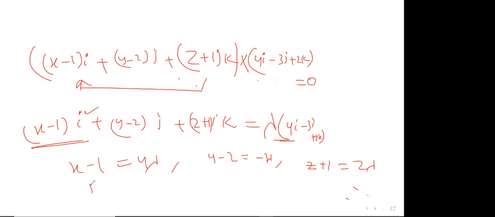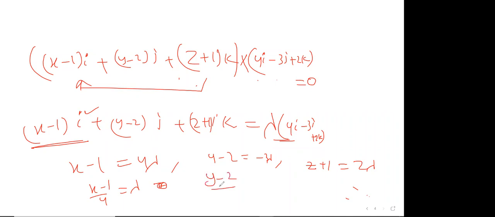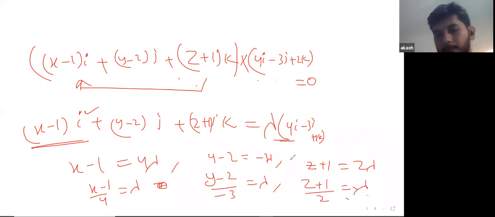So here I can write like this: y minus 2 upon minus 3 equals lambda, z plus 1 upon 2 equals lambda. I can also write like this, right?